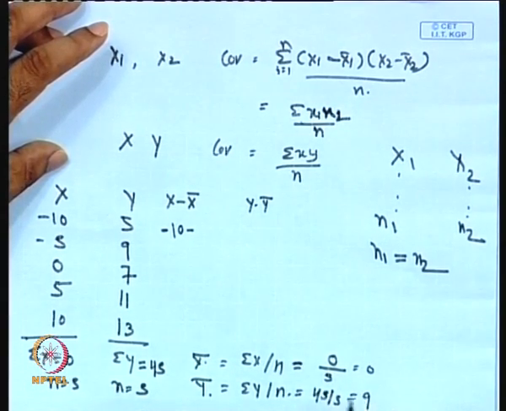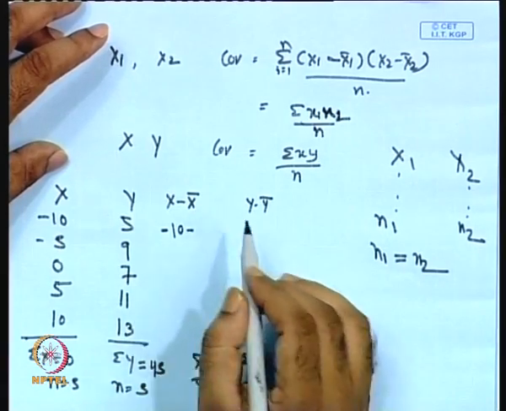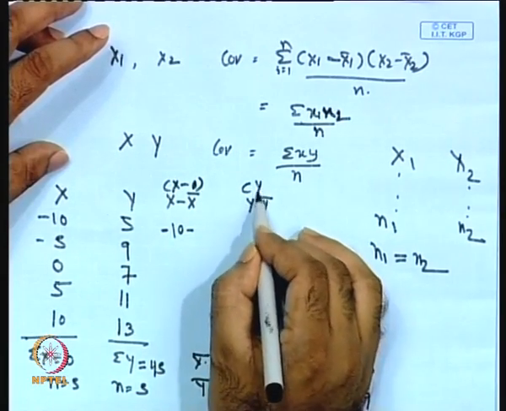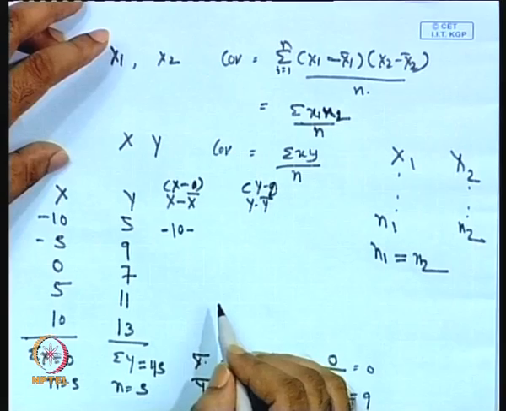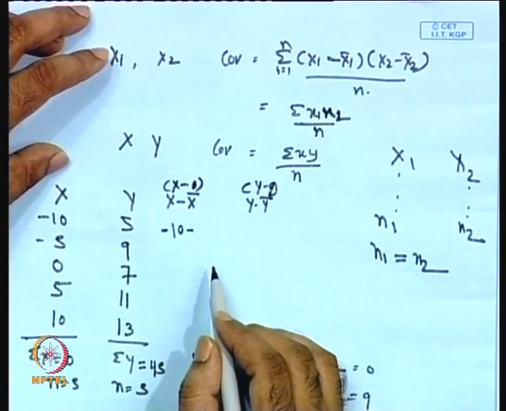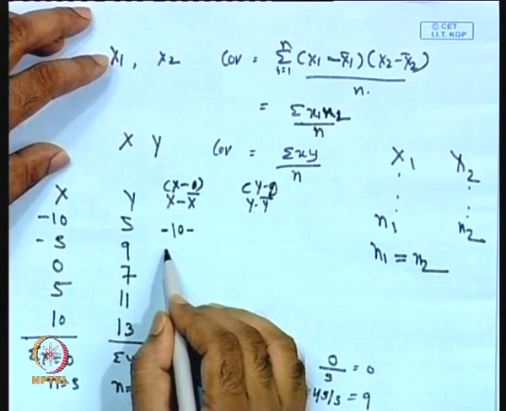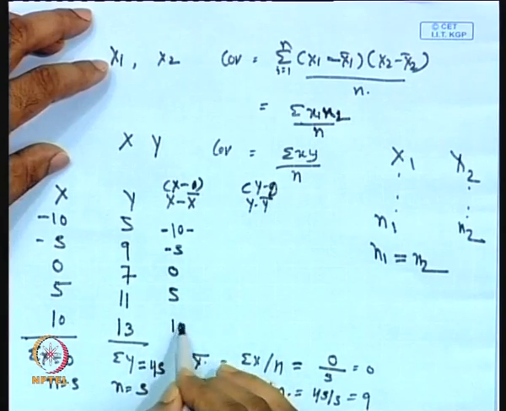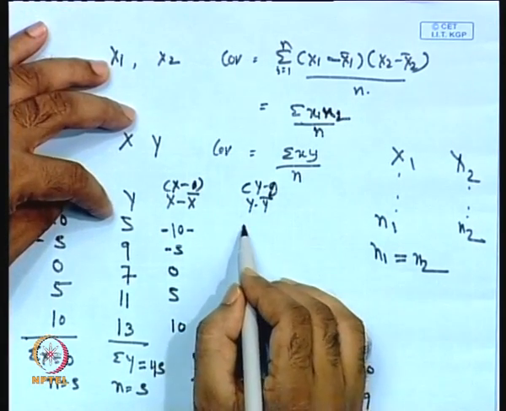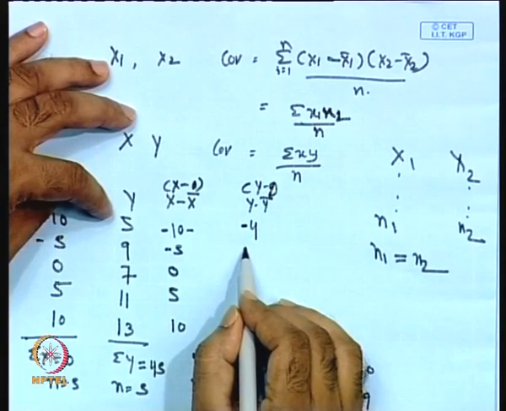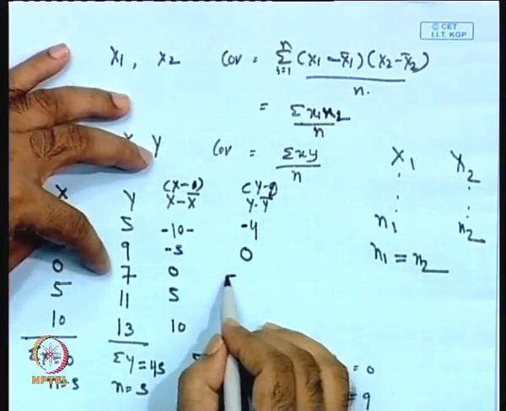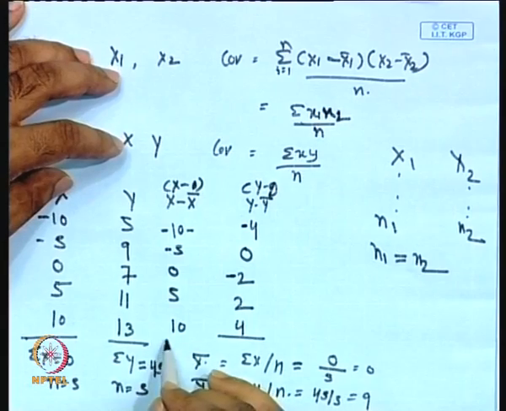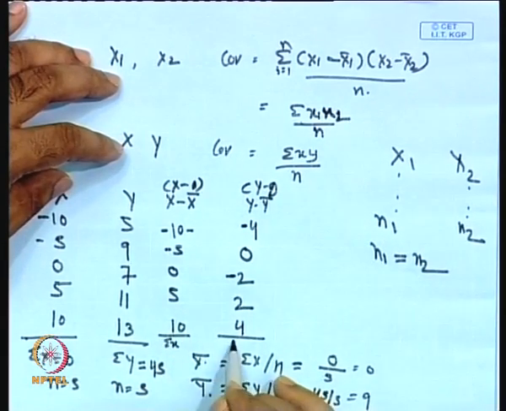it is equal to 9. So, obviously, x minus x bar means x minus 0, and it is nothing but y minus 9. Now the corresponding components are minus 10, then minus 5, then 0, then 5, then 10. In the case of y, it is minus 4, then 0, then minus 2, then 2, then 4. So, this is the sum of x and sum of y.